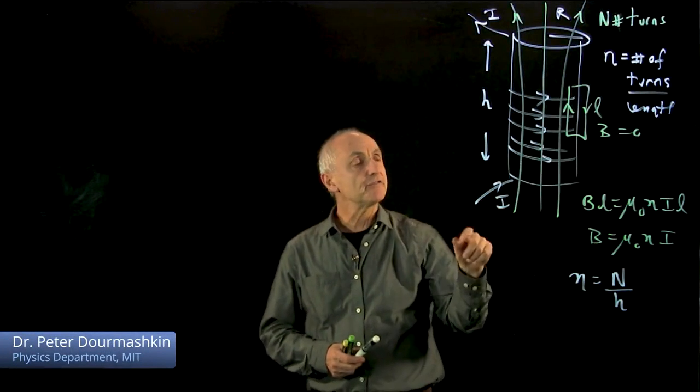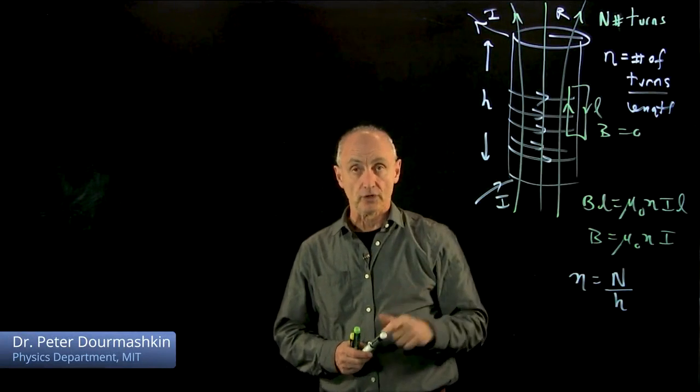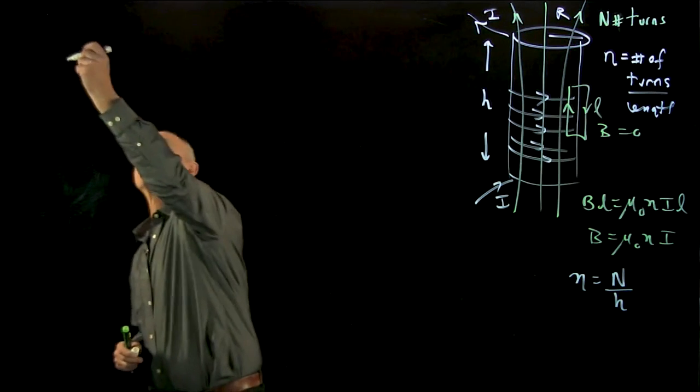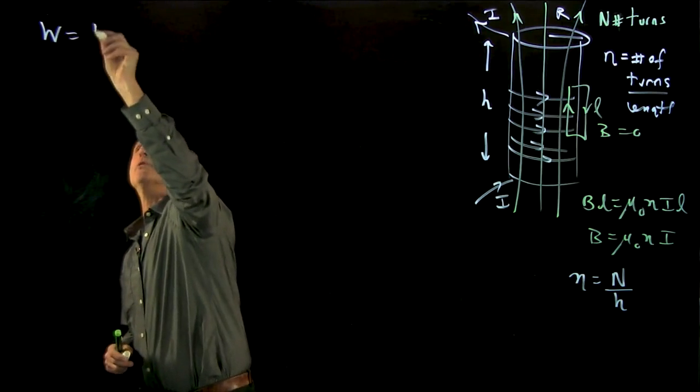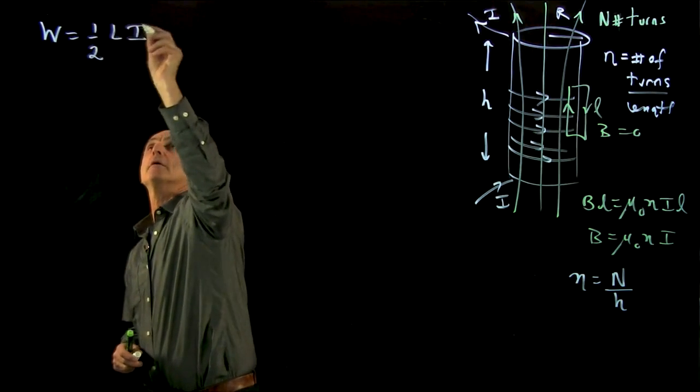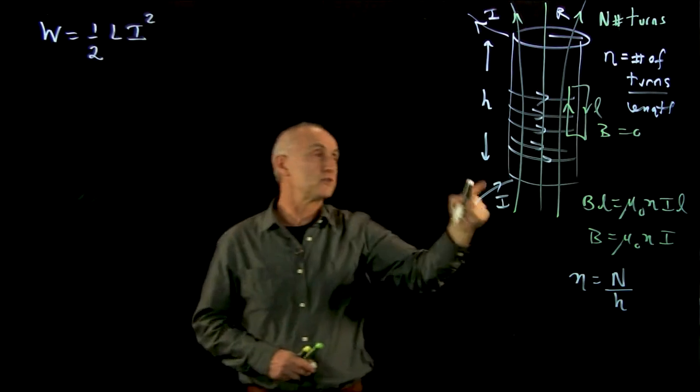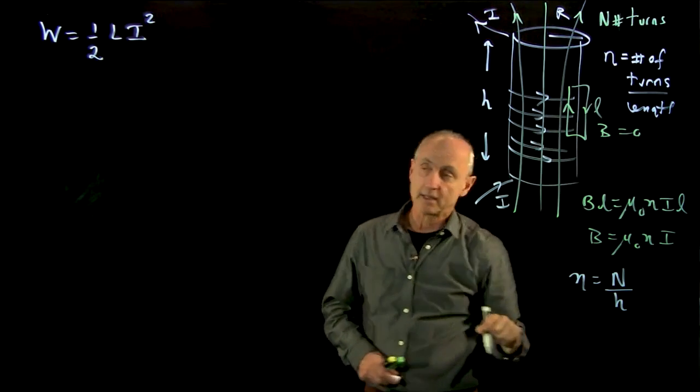Recall that we said that if you want to turn a current on in a solenoid, then you have to put in a certain amount of energy. The work that you do is 1/2 L I squared, and I is the final value of the current.